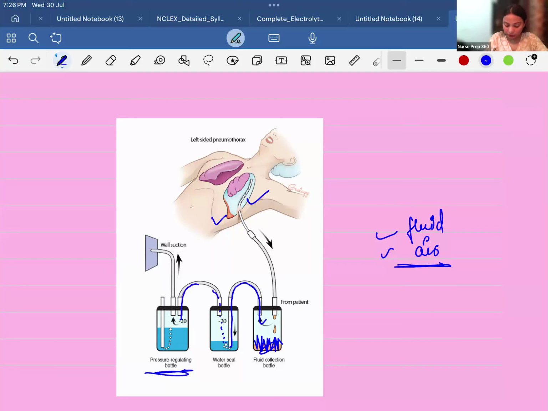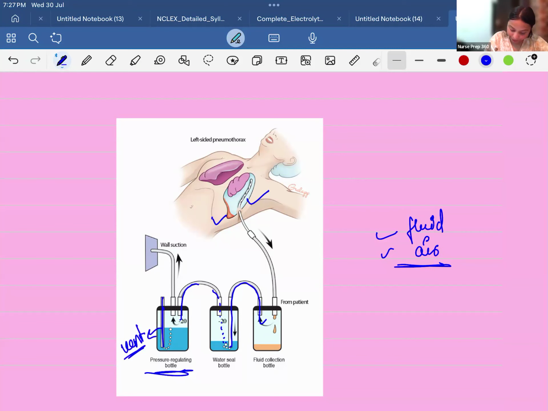Now understand one thing. I want to create suction as well as I want to remove gas from the tubings. The fluid I can collect, but air I cannot collect because air will act as a pressure. So I want to create suction as well as remove the air. So I want a vent. This is called a vent.